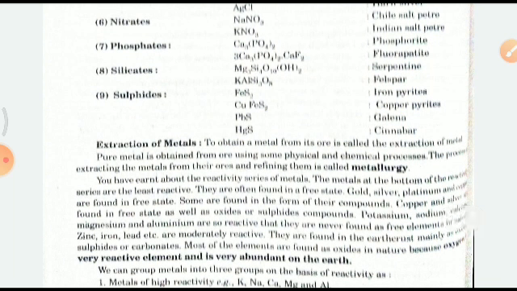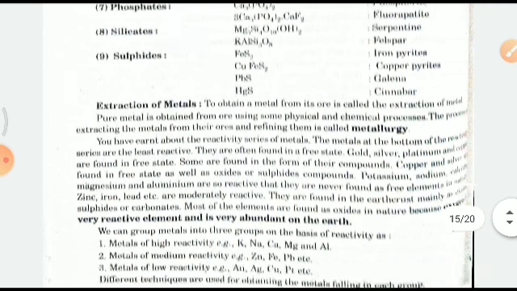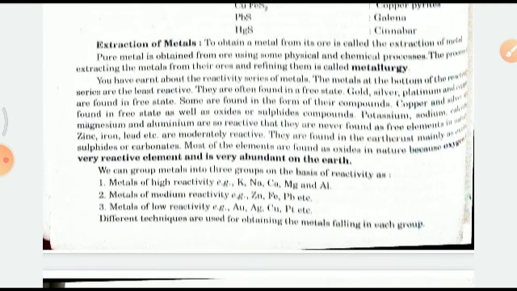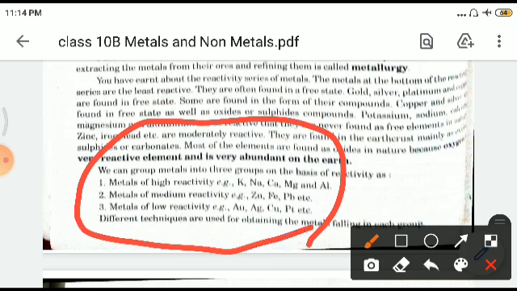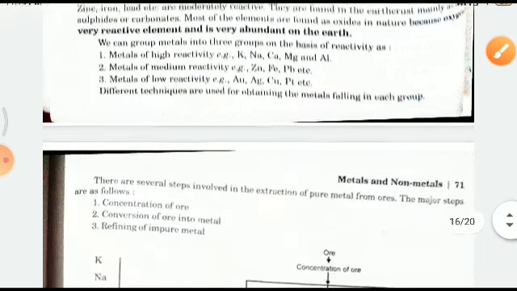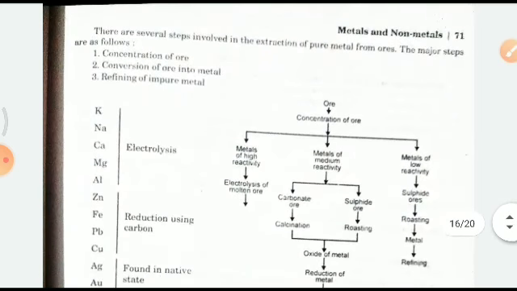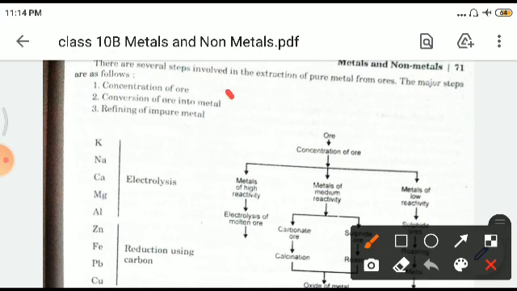Now, how are metals extracted? The process of extraction of metal is called metallurgy, right? And most of the elements are found as oxides because oxygen is found very near the earth's crust, right? Now, metals can be divided into three groups: highly reactive, medium reactive, and low reactive. There are three main processes: concentration of ore, conversion of ore into metal, and refining of impure metal. These are the three main processes involved in metallurgy.